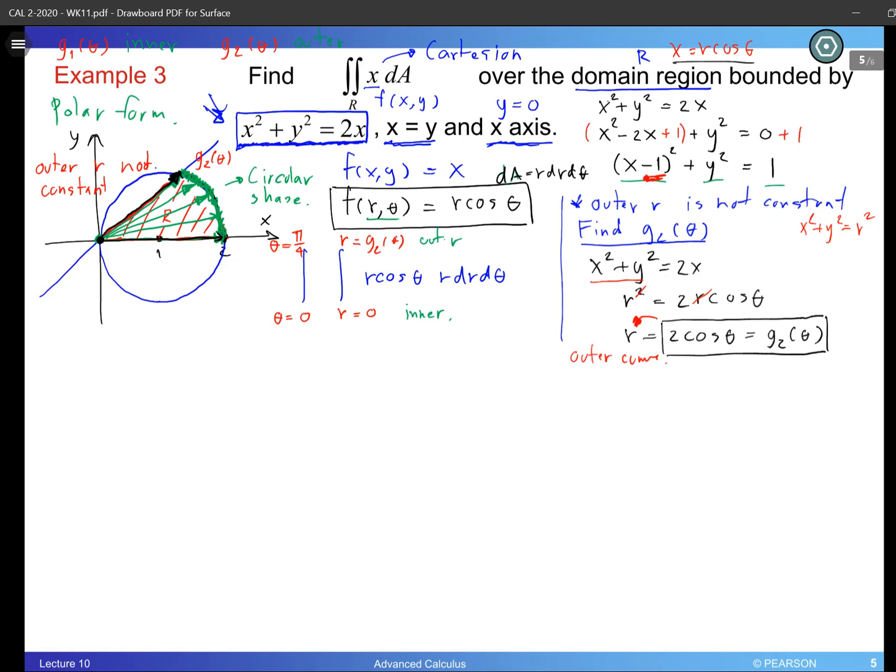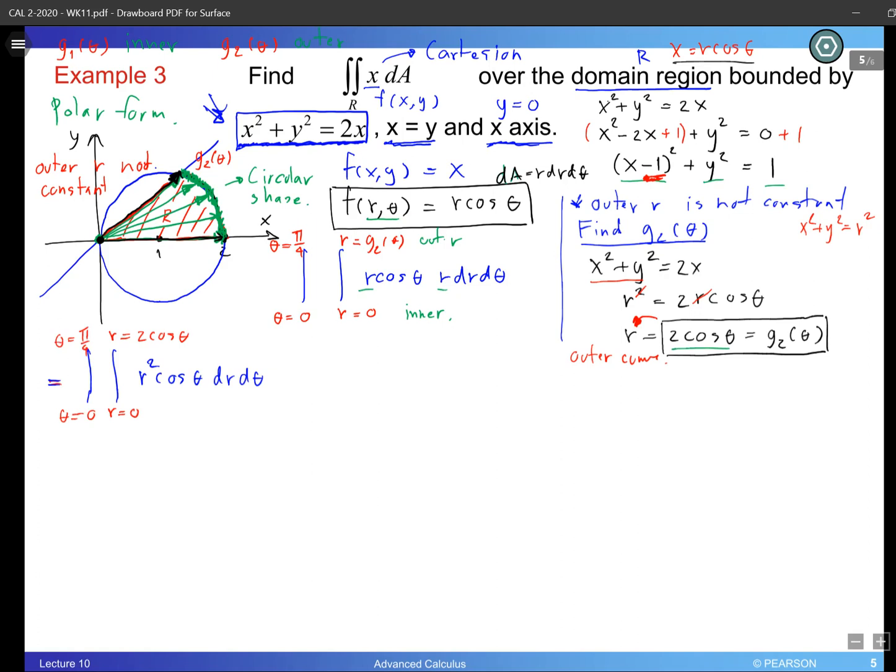So let's work on this double integral over here. It's going to be the double integral of r cosine theta, and since we have two r's right here, I'm going to combine them to r squared cosine theta dr d theta. Now the starting point of the radius in the curve is 0 at the origin and ends at the curve that we just found, g2 of theta, which is 2 cosine theta. Now for the angle, starting at angle equal to 0 and ending at 45 degrees, pi over 4.